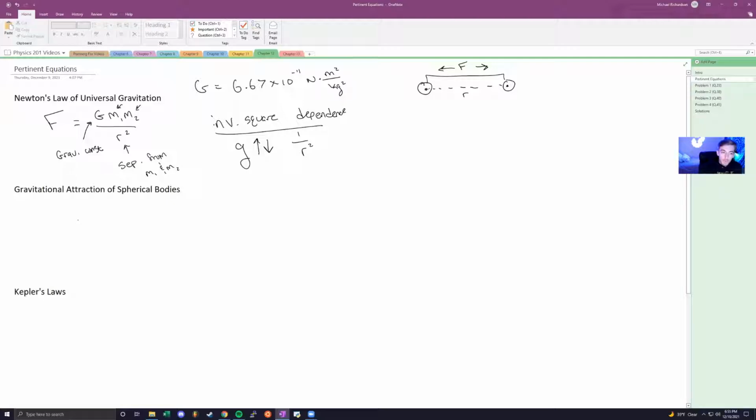So the actual equation to find g within itself is going to be equal to our gravitational constant times whatever the mass is that we're considering as our gravitational attraction. This mass could be the mass of Earth, the mass of the moon, the mass of the sun, anything along those lines. And then we're going to divide that by the radius of that object, or rather the distance that we're considering it from, squared.